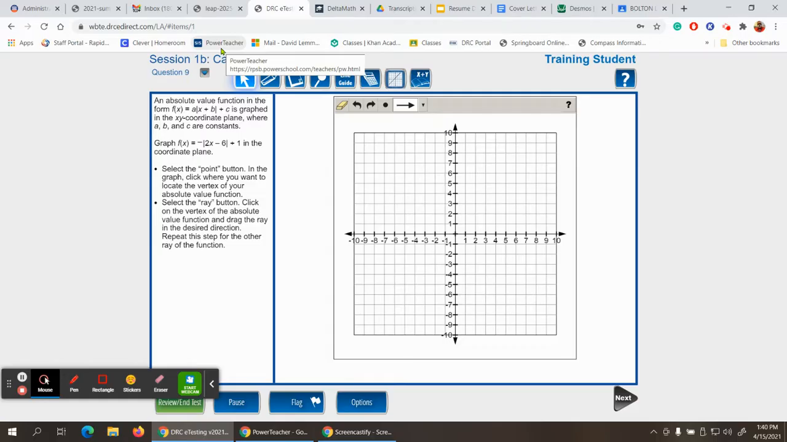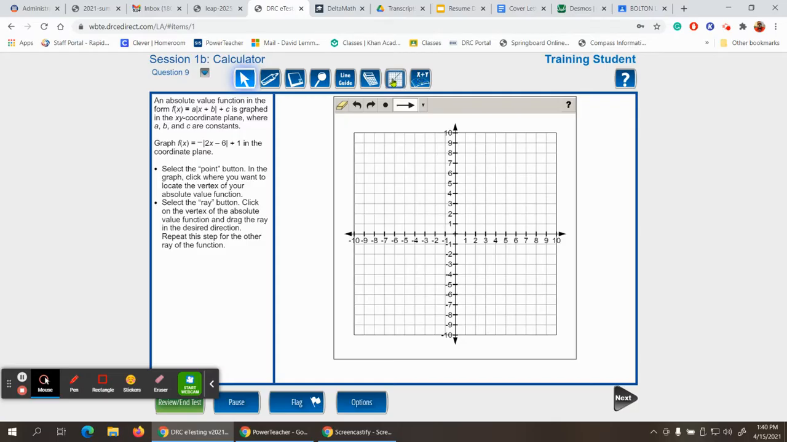1B is the first calculator. 1B has 1, 2, 3, 4, 5, 6 questions in 1B. But the good news about it is that it has a calculator. Okay, so we are able to roll and go.